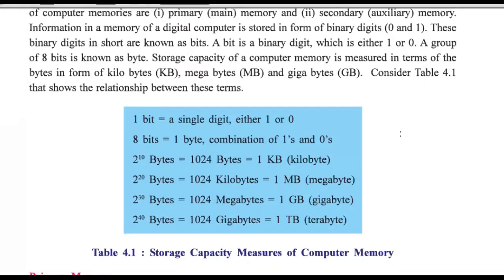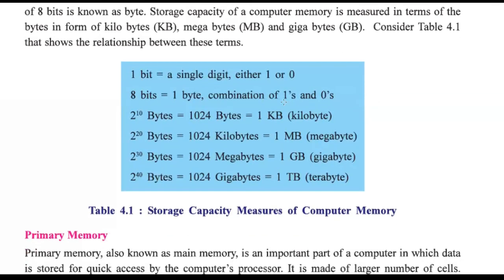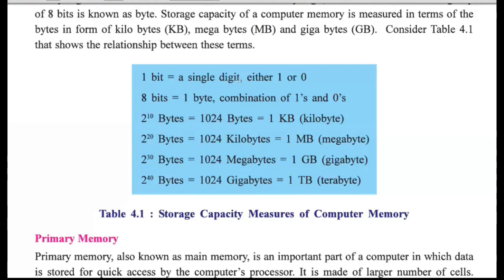Now there are different units, like in the metric system you have meter, kilometer. Here we have KB, MB, GB, TB. Here is a table where we start from the smallest unit, 1 bit. Below this there is one more unit, the nibble. 1 bit is a single digit; it can store either 0 or 1 only. Then a group of 8 bits is 1 byte. 1 byte is composed of 8 single bits.